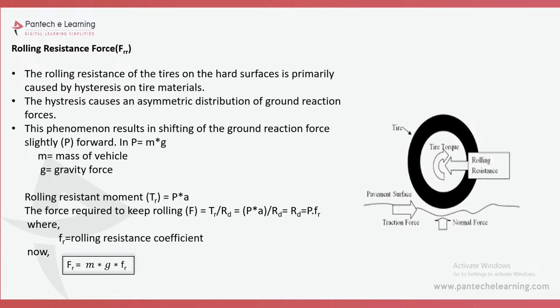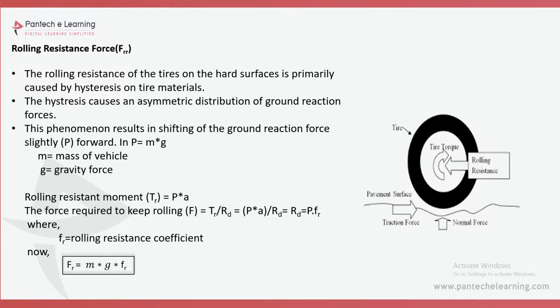So I take the RD outside, and the formula is converted into P into FR. We already know P equal to M into G, so we can substitute the formula as M into G into FR. Here FR is nothing but the coefficient, the tire coefficient.